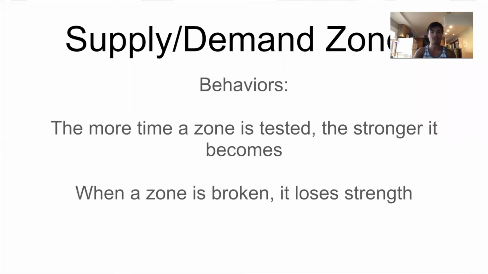So if you see a zone that's been tested a couple times, then broke, it's not very strong anymore, and I wouldn't place too many future bets on that. But if you see a supply and demand zone that's been tested and tested and tested, and it hasn't been broken yet, odds are that it's going to be tested again and not broken.